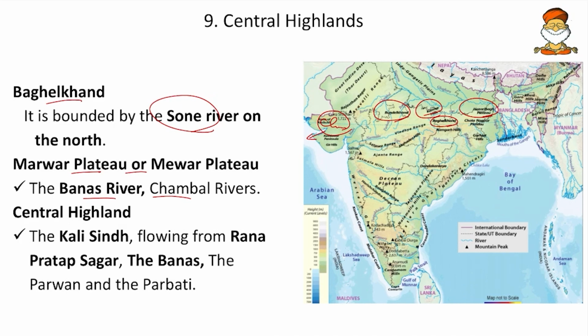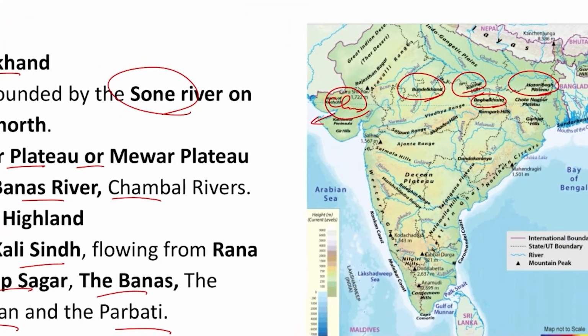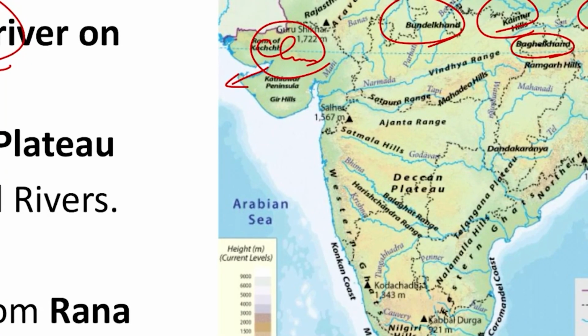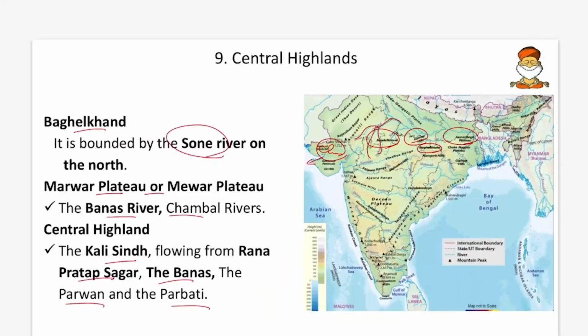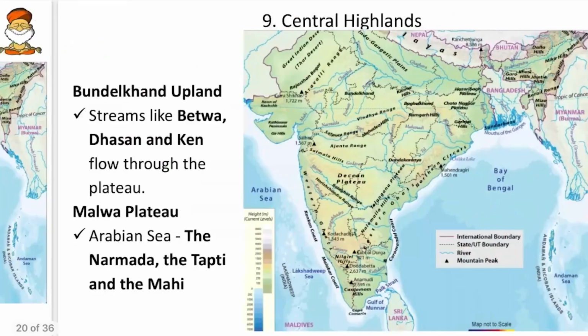And then we have the Kali Sindh, which is flowing from Rana Pratap Sagar, and then the Banas river, then the Parwan river, the Parbati river, all these. In this map I don't have the Parwan and the Parbati river, so make sure you locate them. Parbati is present, Parwan is not present. Chambal and Banas, you can see here. These form the tributaries of the Yamuna, and the Yamuna joins the Ganga in Prayagraj or Allahabad. So these are some of the things.